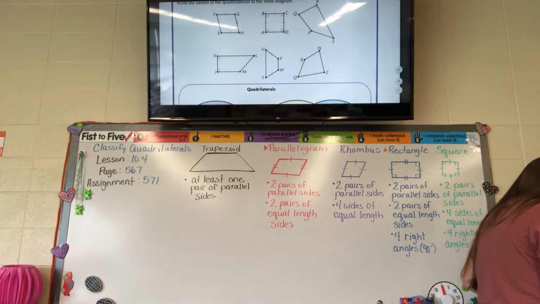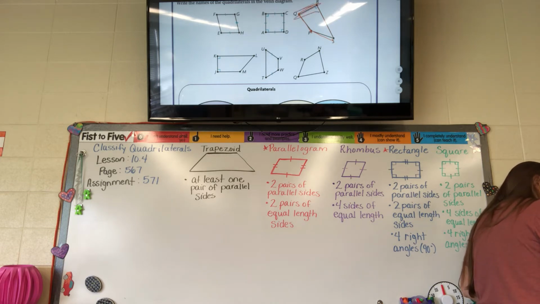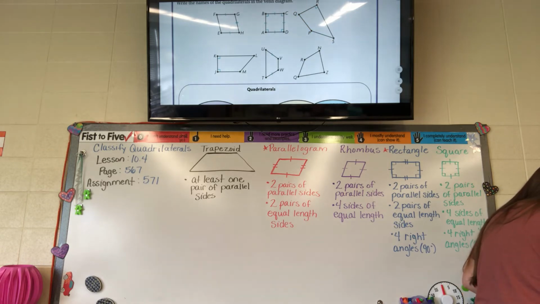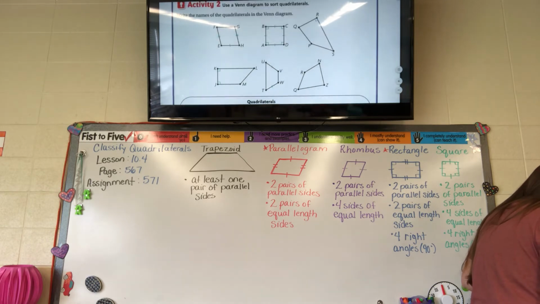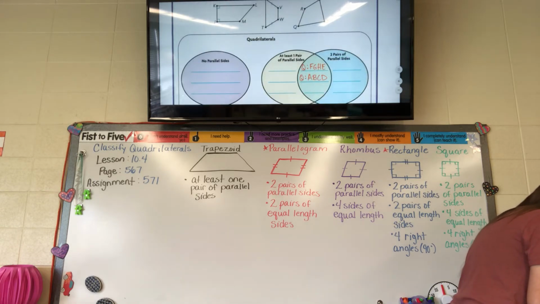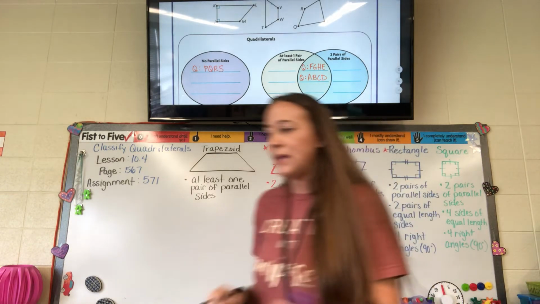And then the next one, let's see here. So it does not have any parallel sides because this side and this side would eventually cross. And this side, since they're kind of going at an angle, would eventually cross. So let's say no pair of parallel sides. And that would be Q or PQRS. So no parallel sides would be quadrilateral PQRS. Okay, you guys with me?